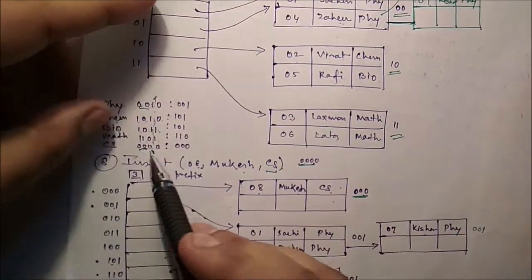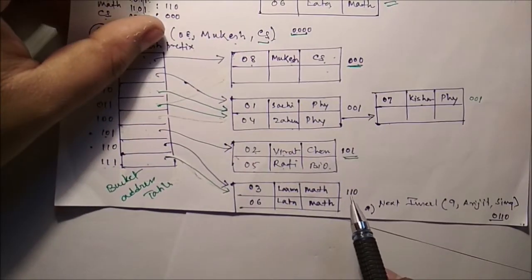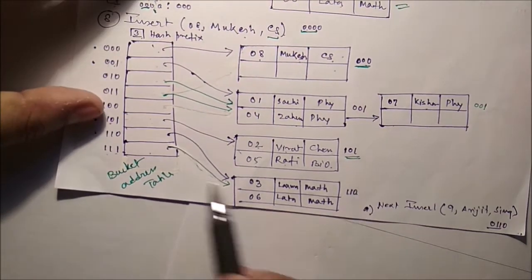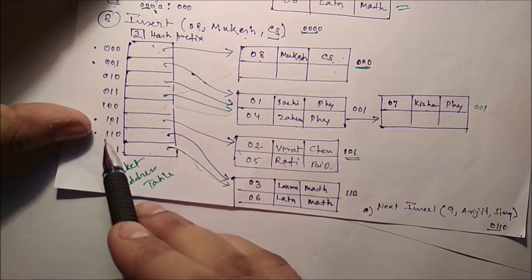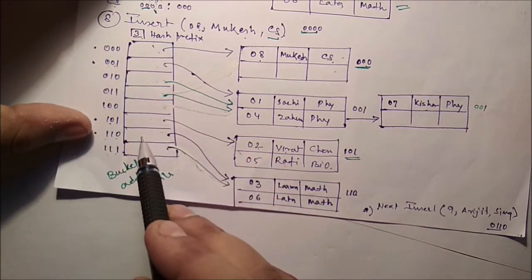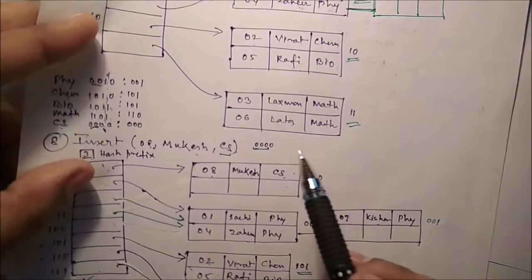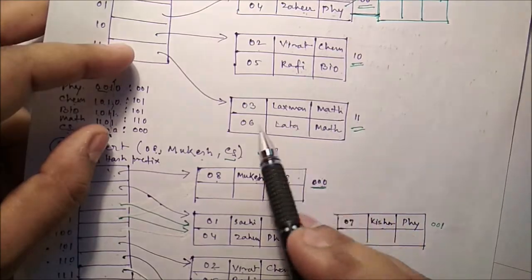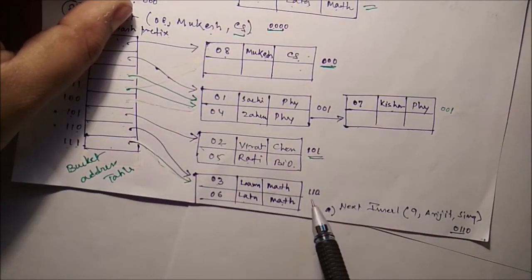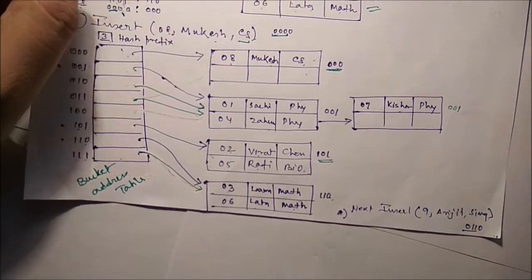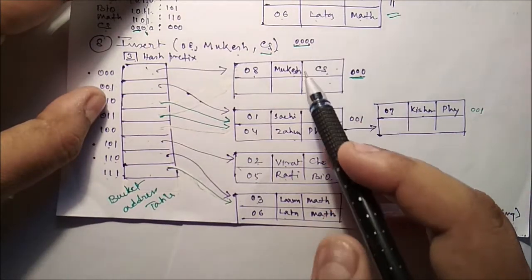Next is mathematics. For mathematics it is 110. So for mathematics we insert 110. This is the entry value for this particular bucket address table. If you see here, you can see the blue line. This is where we store these two records: 03 Lakshman Math and 06 Lata Math, for 110. Okay, so till now we have inserted the 8th record's data.